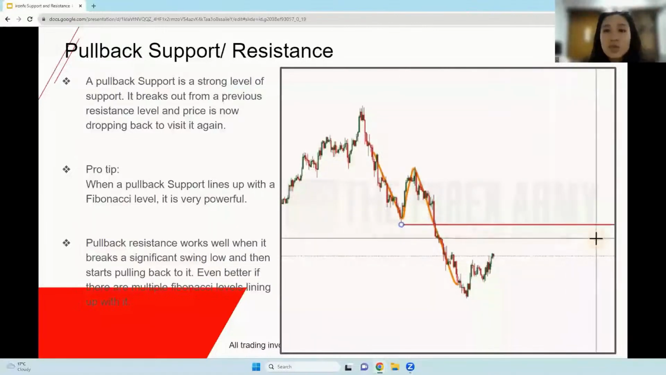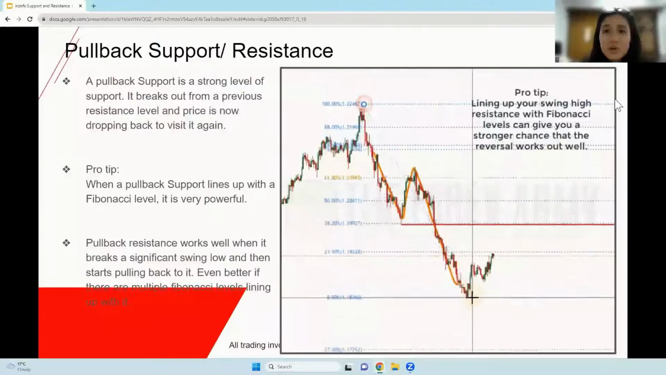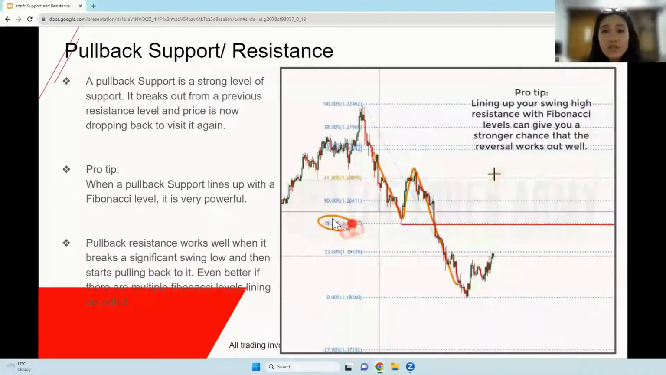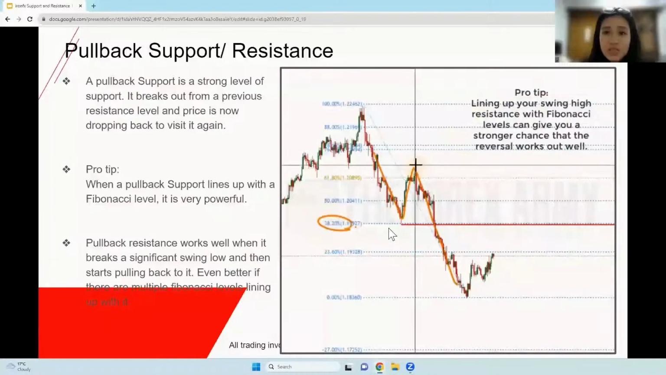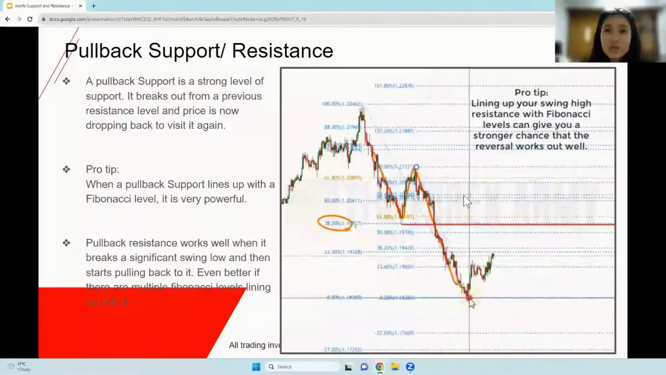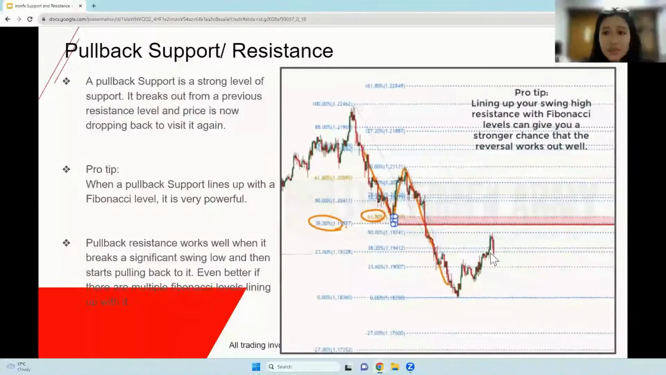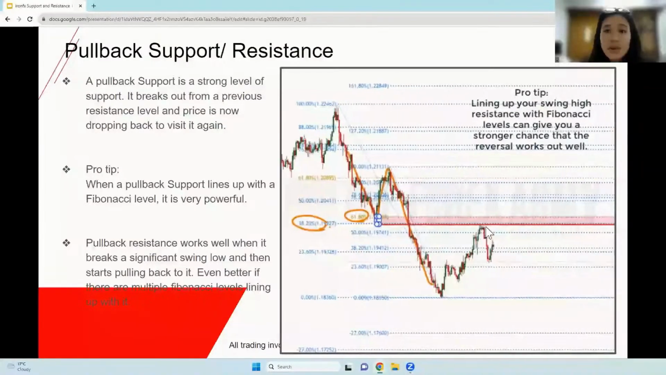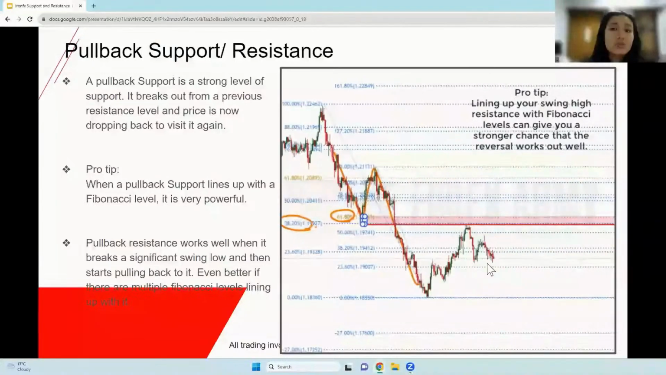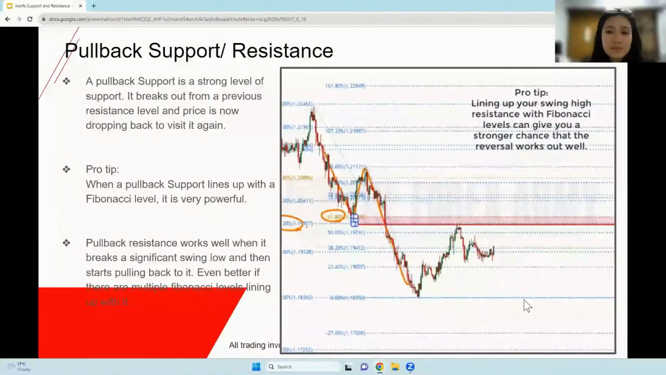Now if we talk about the Fibonacci levels, here we are using a Fibonacci retracement. I'm circling the 38.2 because it lines up nicely with my retracement. Once again, I have another retracement, and in this case the 61.8 lines up with my pullback resistance level. Now you can see that price really pulled back to our resistance, bounced off of it and headed downwards again.